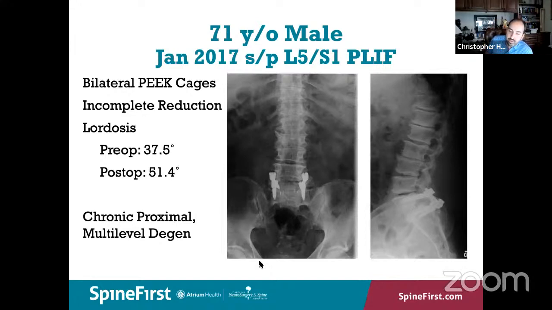While we don't have this initial operative note, all of the subsequent operative notes included the use of BMP, both within the disc space and posterolaterally at relatively higher doses. And so the presumption here was that BMP was likely used in this operation as well, although we don't know that for certain.